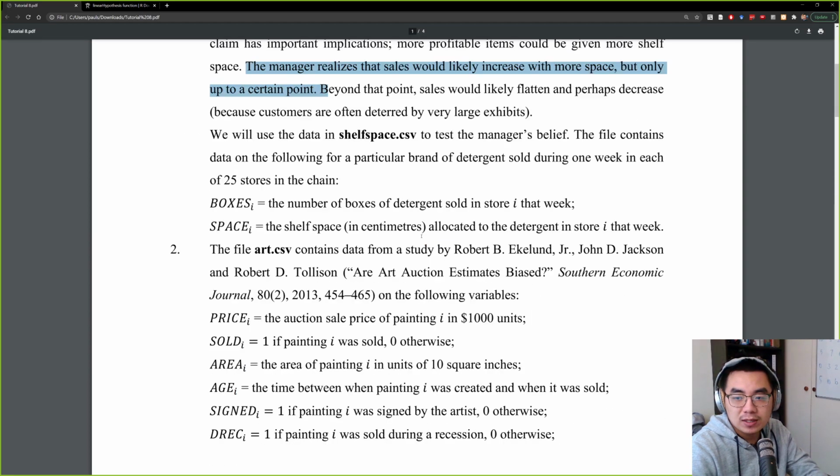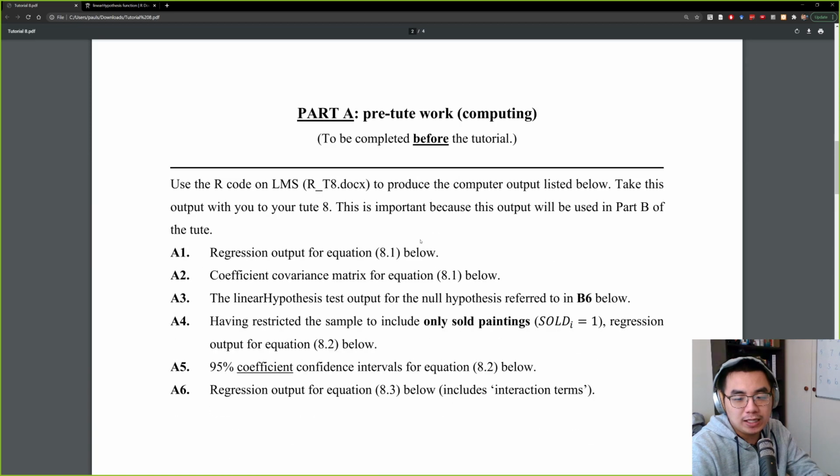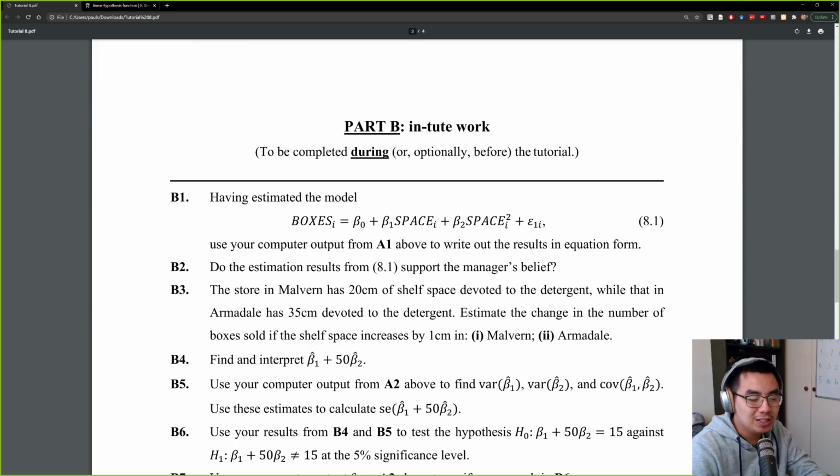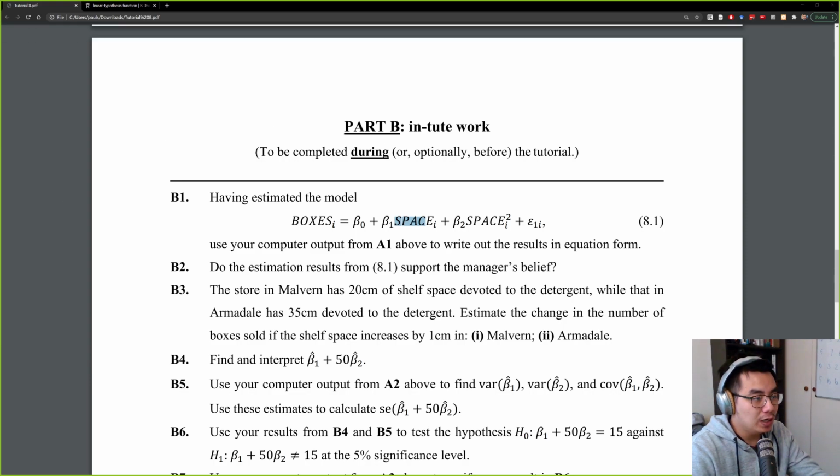So what we're really doing here is estimating this relationship right here. We're estimating the model of boxes regressed against space and space squared. So let me jump over to R.